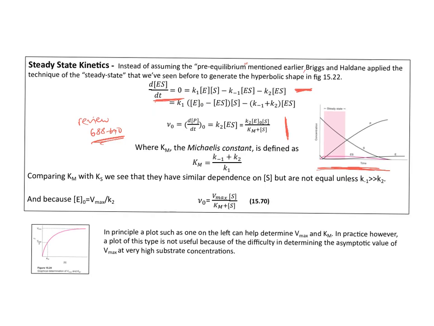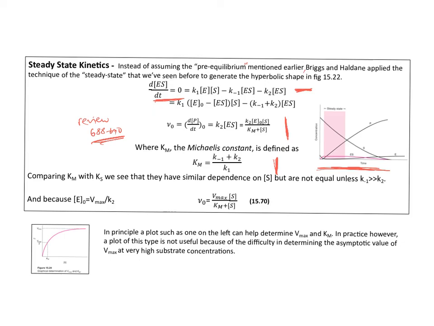Now we have a little bit of a difference in the steady state kinetics. We don't have the dissociation constant. We have something called the Michaelis constant. The Michaelis constant is a combination of all the little k's that ultimately give us our mechanism. So comparing the Michaelis constant to the dissociation constant, we see they have a similar dependence on substrate, but they're not equal to each other unless the k2 step is very, very slow. Otherwise, if they're in the same ballpark, they are different terms.